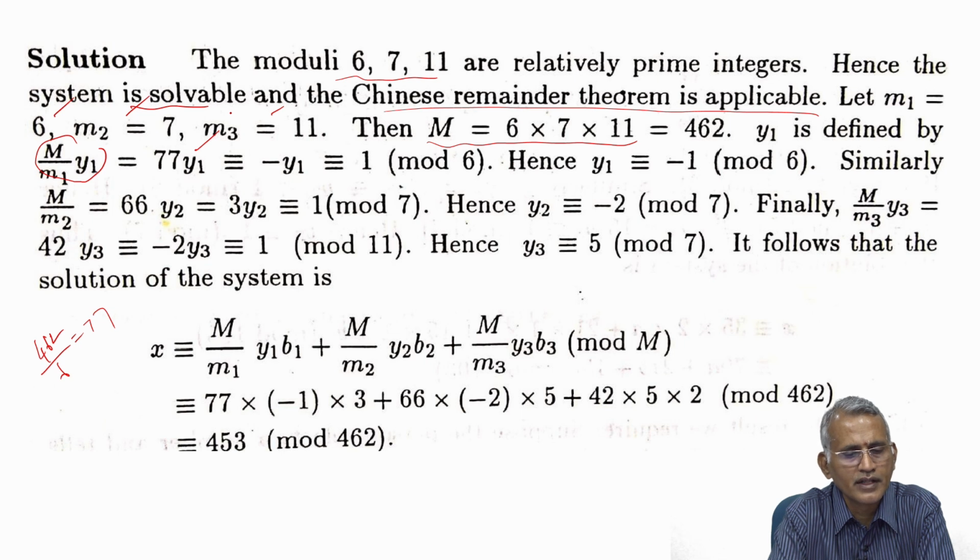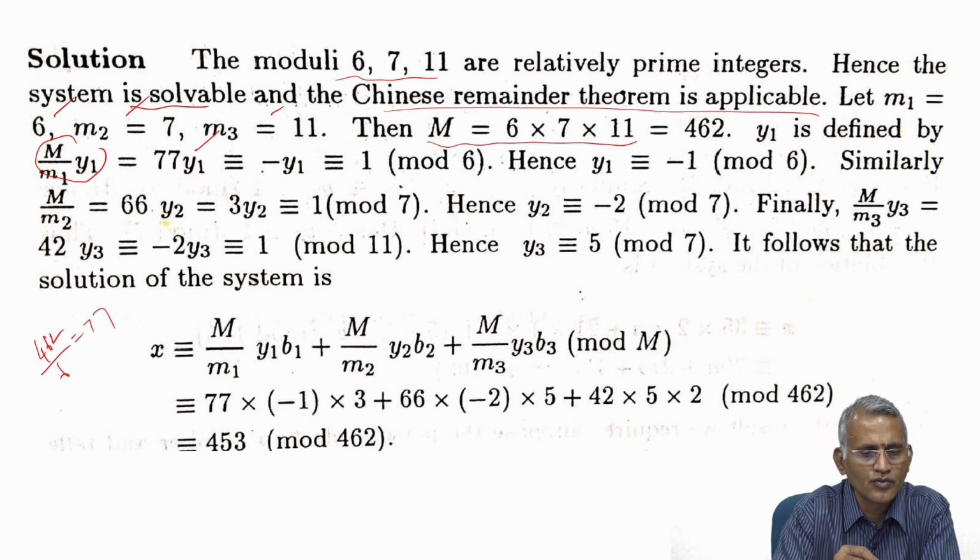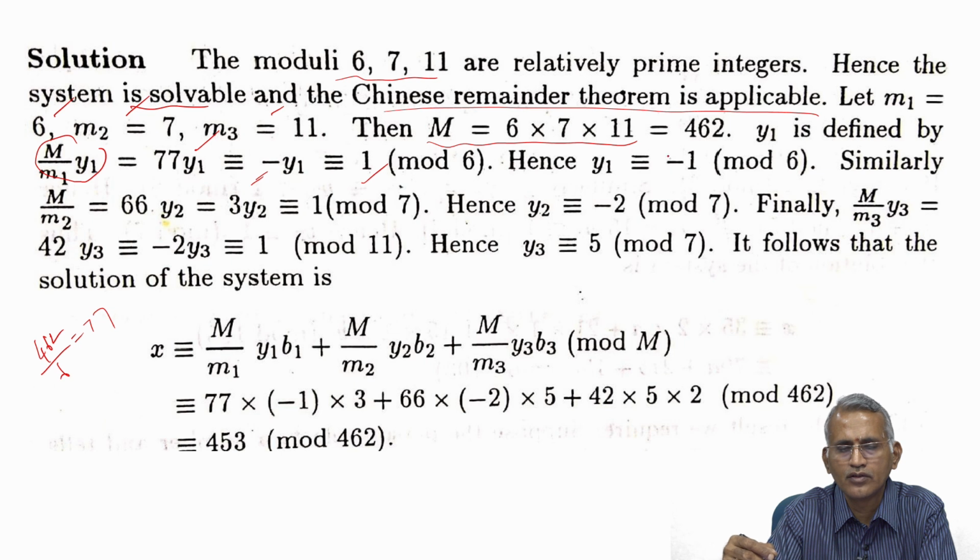So, under modulo 6, 77 is minus 1. So, minus 1 into y1 is identically equal to 1. Therefore, y1 is identically equal to minus 1 under modulo 6. So, one of the values we got.